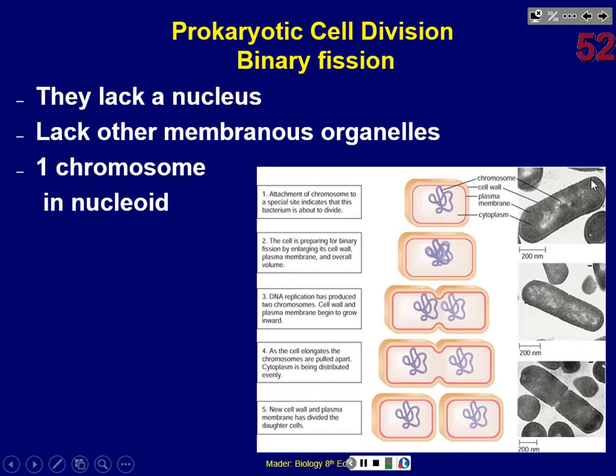The cell starts to elongate, and as the cell pulls, it's going to pull that plasma membrane, which is going to separate those two copies. So you end up with the two copies being separated. You have the cleavage, cytokinesis, and then you have your two cells, each with a copy of that single chromosome. Very simple.